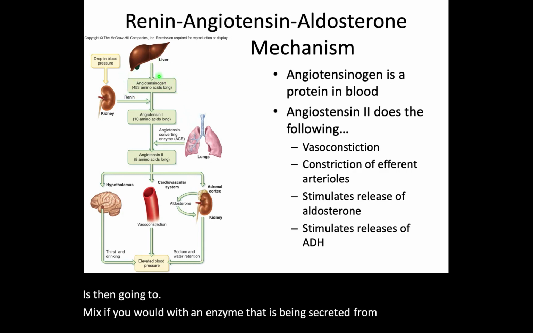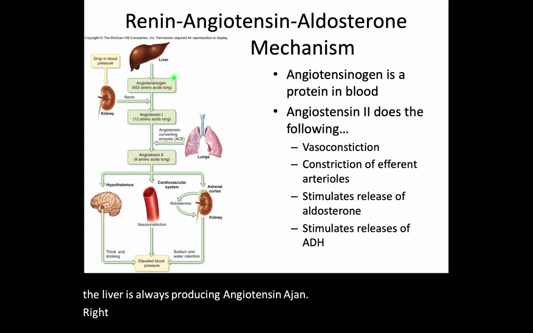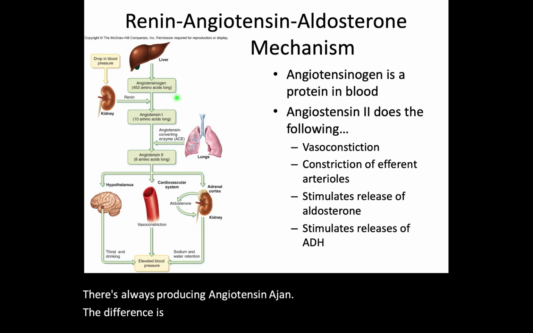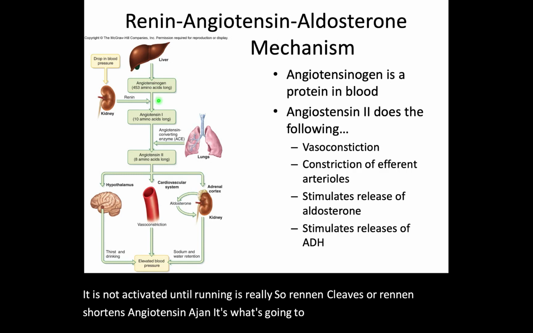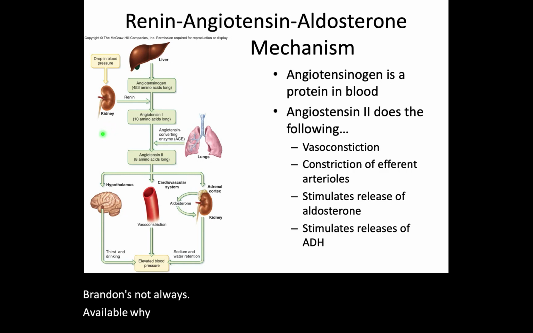Now, the liver is always producing angiotensinogen. The difference is angiotensinogen is inactive in its initial form. It is not activated until renin is released. So renin cleaves, or shortens, angiotensinogen. Right? It's what's going to allow it to be active. Well, renin's not always available. Why? Because blood pressure is usually stabilized.